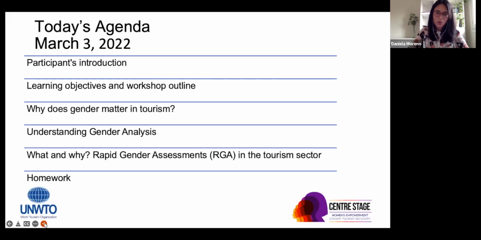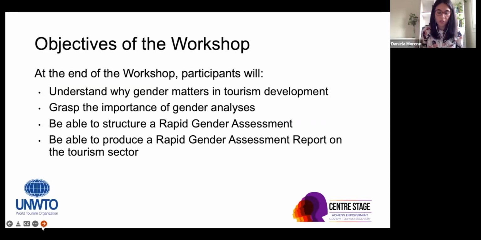I would like to stress that I truly believe that this workshop is a milestone achievement to really understand the importance of gender equality in tourist development. So I think that you are going to finish this workshop with a good understanding about this tool, which is very important to start gender mainstreaming in tourist development as well. The objective of the workshop.